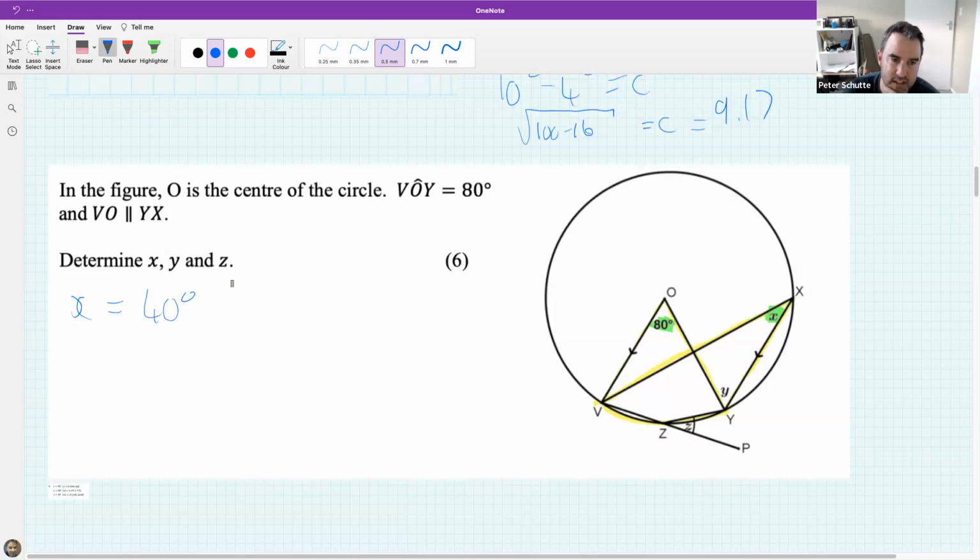So this X should be 40, and it should be angle at center equals twice angle at circumference. Because look at this shape here. There is my arc, call it the arc VY, and it makes an angle at the center, but it also makes an angle at the circumference. They're not angles in the same segment, because this point O is not on the circumference. It needs to be on the circumference in order for the butterfly to work properly.